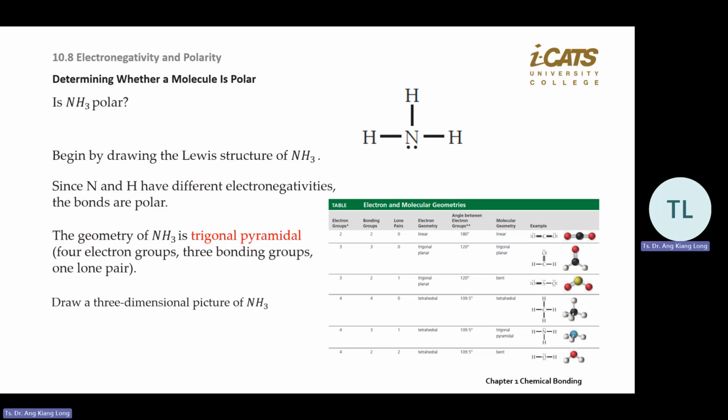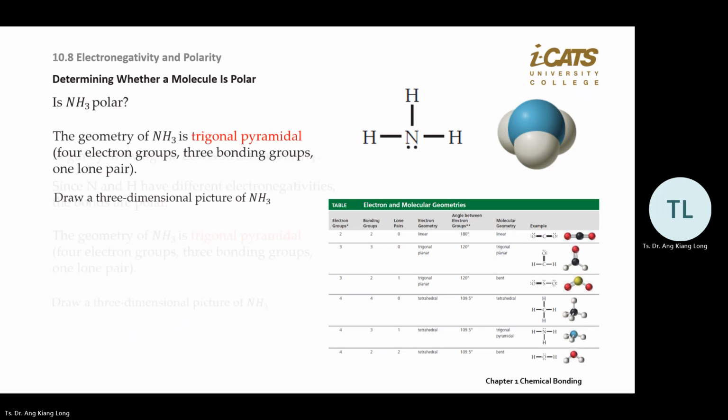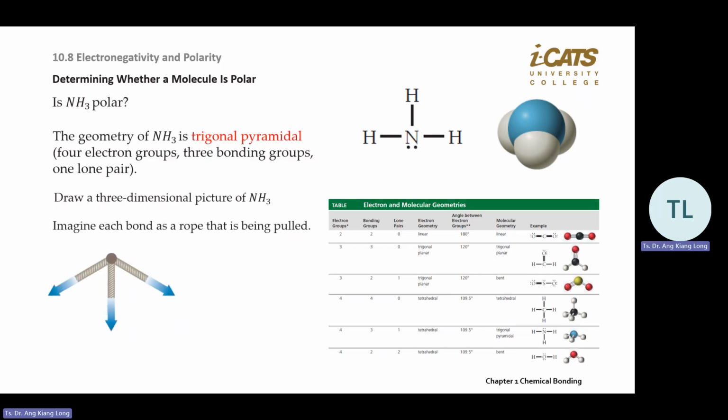Then you draw the dimensional picture of NH3. It's a tripod, pyramidal, like a tripod. So you pull like this. You look at the angle of pulling. It's 109. So the pull of the rope does not cancel.